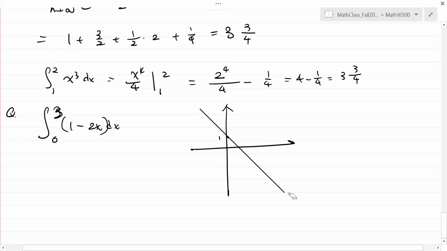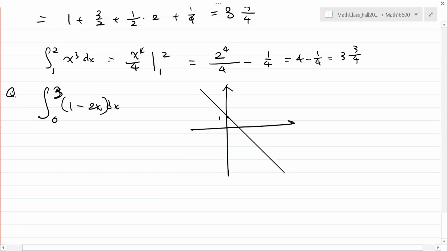Cool. Okay, good. All right, so this is the line y equals 1 minus 2x. Okay, it has negative slope. The y-intercept is 1. The x-intercept is 1/2. Okay, and it's between 0 and 3.